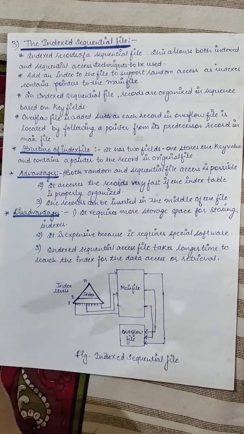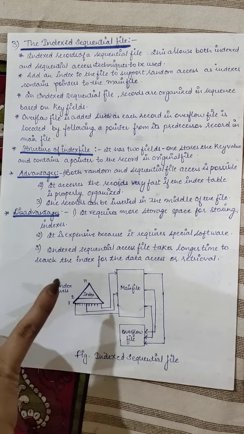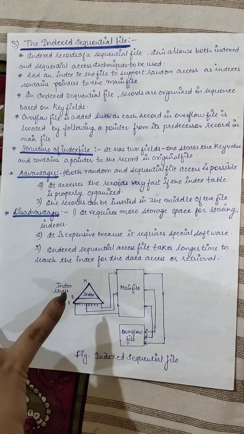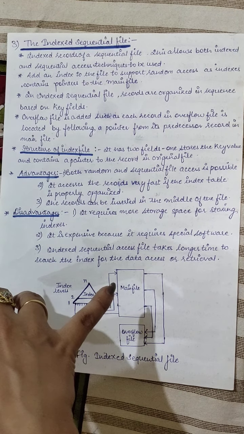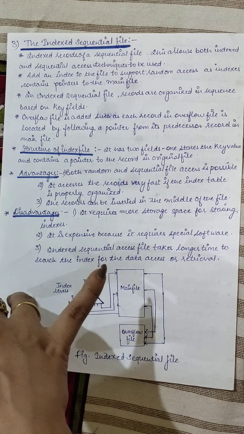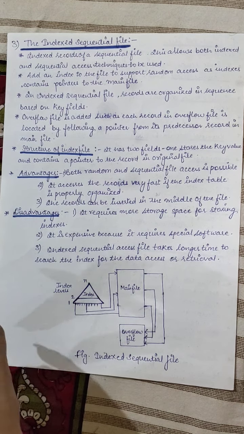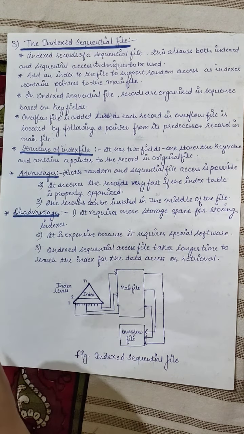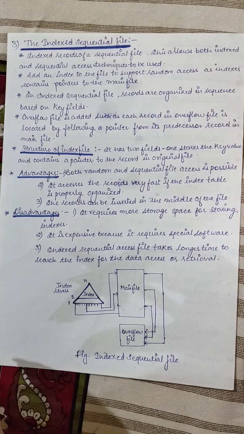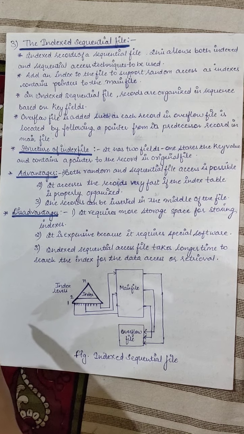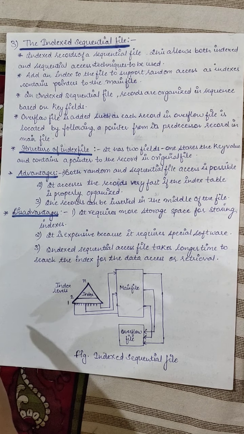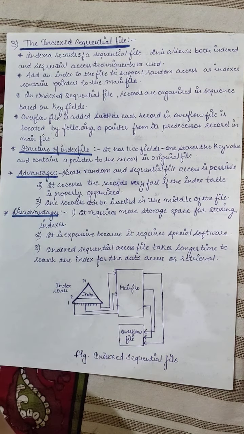It accesses the records very fast if the index table is properly organized. So indexing use कर रहे हैं, then if I say just 1, then ये सिर्फ उन्हीं students के records पे जाएगा quickly जिनका indexing 1 से हो रखी है. So the accessing is very fast. The records can be inserted in the middle of the file. So ये भी possible है कि if you want to insert the records, then middle of the file में भी insert किया जा सकता है, because you will just have to change the index value.